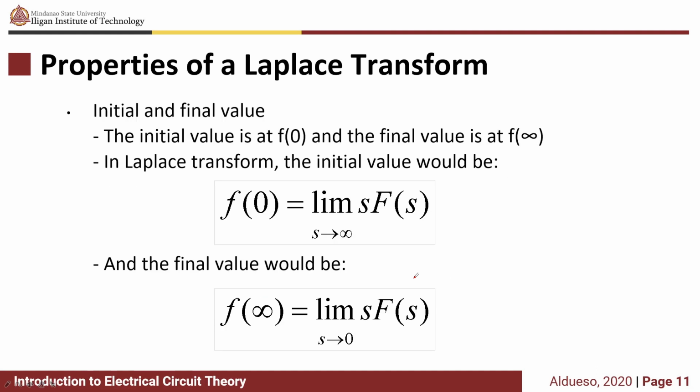Now, initial and final value theorems. The initial value is at f of 0, and the final value is at f of infinity, or where t approaches infinity. In Laplace transform, the initial value f of 0 is equal to the limit of s times the Laplace transform of f of t, where s approaches infinity. And the final value f of infinity is equivalent to the limit of s times the Laplace transform of f of t, where s approaches 0.